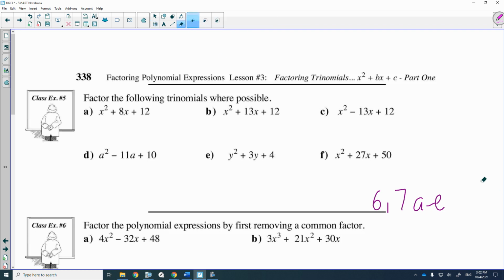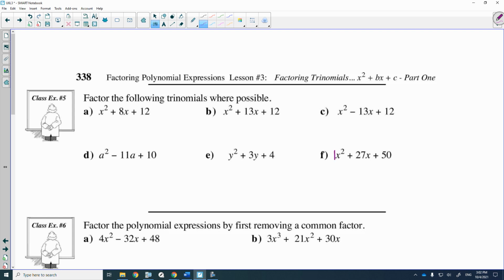All right, what I want to do is we're going to do F and we're going to do D, and then I'll give you practice. You'll pause the video while you're practicing, and then you'll unpause so I could do number 6. Let's start with F. 1x squared plus 27x plus 50.